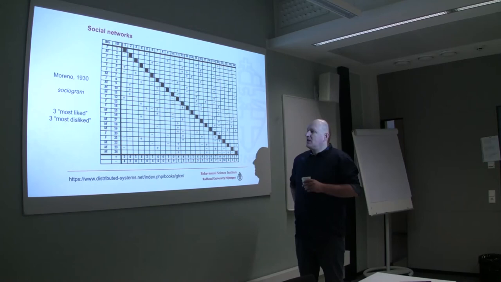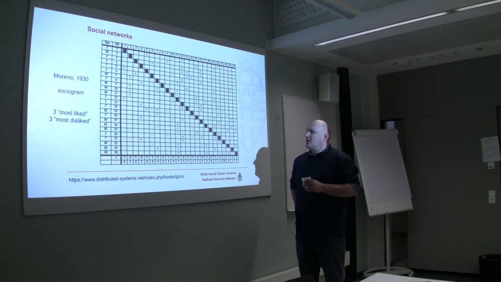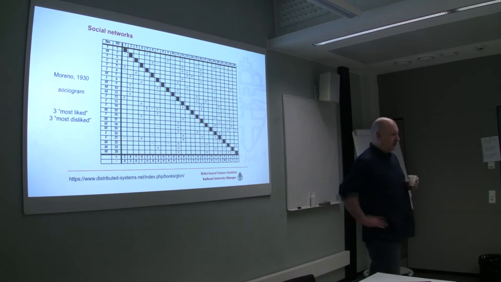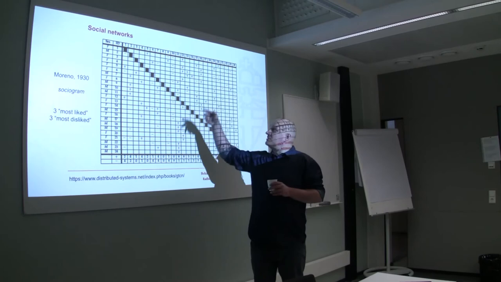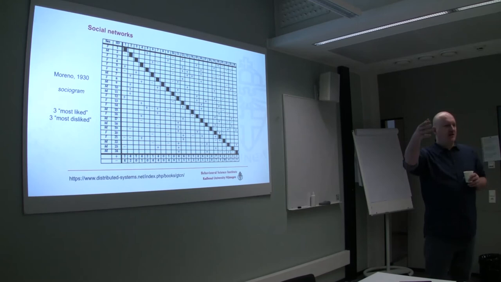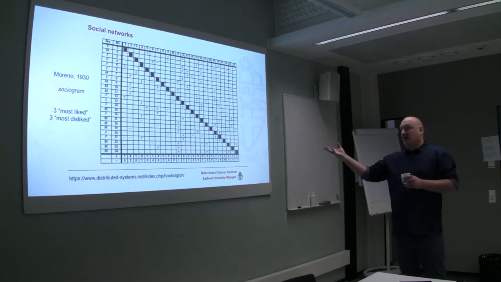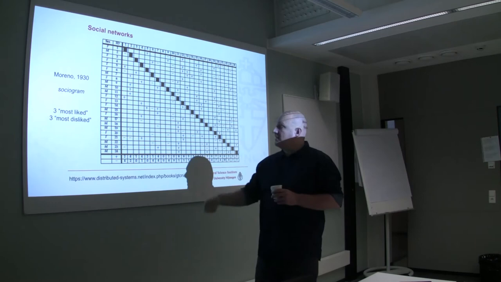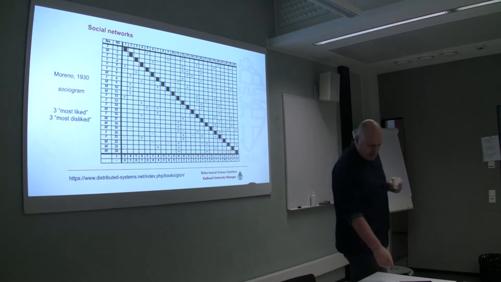This is a classroom, and the question is: report the three kids you most like and the three you most dislike. You can represent this in this graph, and you can imagine that this will become a directed graph. One child can say, I like you, I like you, I like you. So a kid can have incoming positive connections, but also maybe incoming negative. And if they nominate somebody, I dislike you, that would be an outgoing connection. But we're only going to look at the positive nominations here.